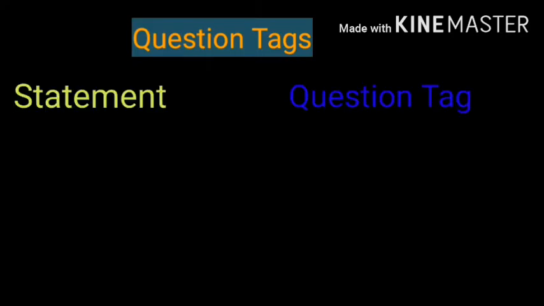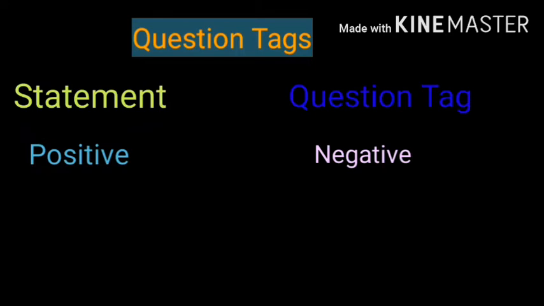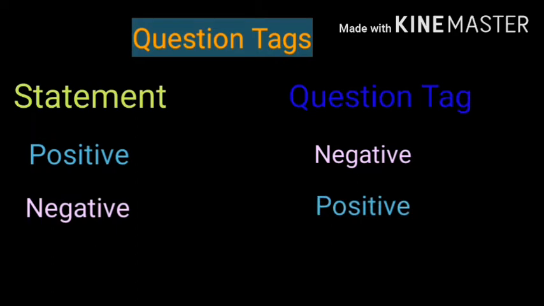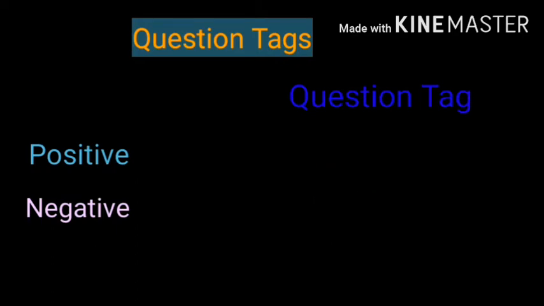Question tag. Points to remember. First point: when a statement is positive, we should use a negative question tag. When a statement is negative, we should use a positive question tag. Examples: You are hungry, aren't you? You are not hungry, are you? So in this set of examples, we can understand the first sentence is a positive statement. So we used the negative question tag aren't you.